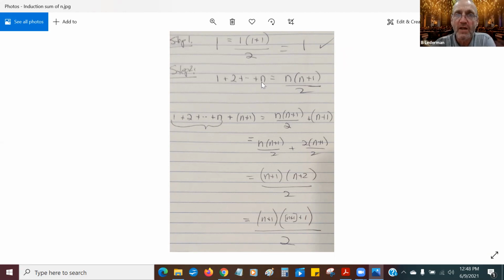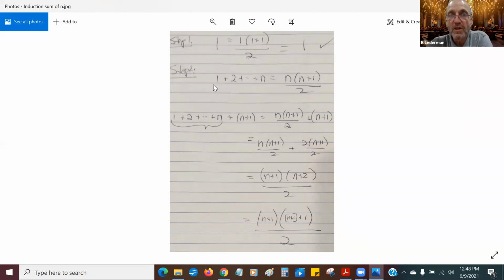Step 2, I want to show that if it ever works for a value of n, it's always going to work for the next value, n plus 1. And that's going to be the induction argument in the Peano axioms, because if it's true for 1, that means it's got to be true for 2. If it's true for 2, it's got to be true for 3. True for 3, there has to be 4. It becomes like a domino effect.